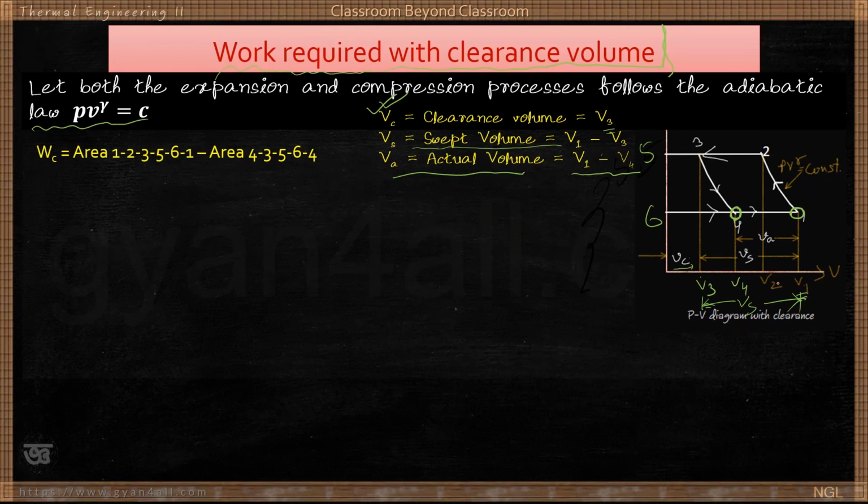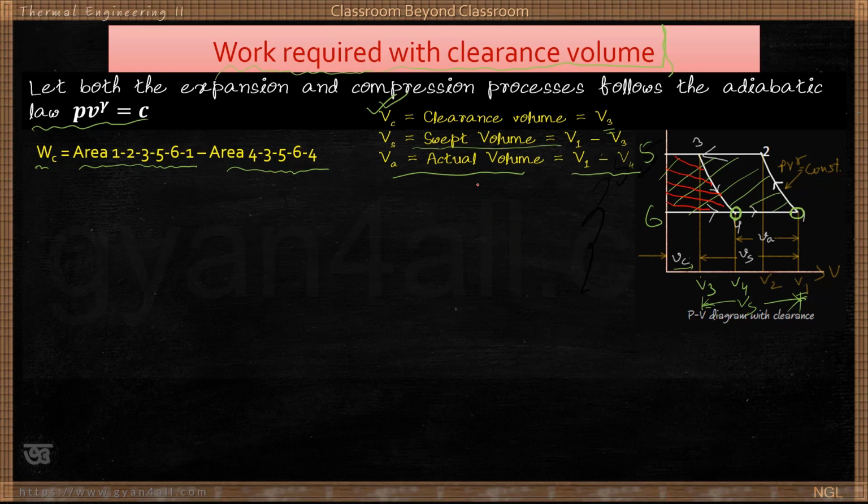Okay. So what will be the work done? The work done I have mentioned as 1, 2, 3, 4, 1. So that area will be area 1, 2, 3, 5, 6, 1. This whole area minus area 4, 3, 5, 6, 4. This area we will deduct. And what will be the remaining area? 1, 2, 3, 4.